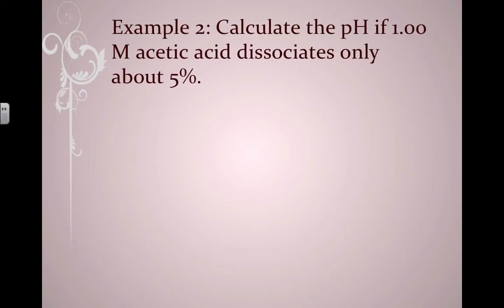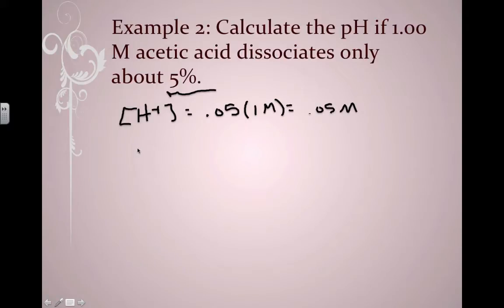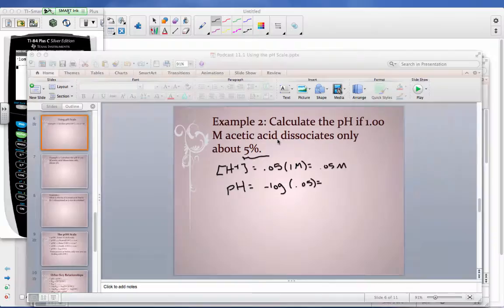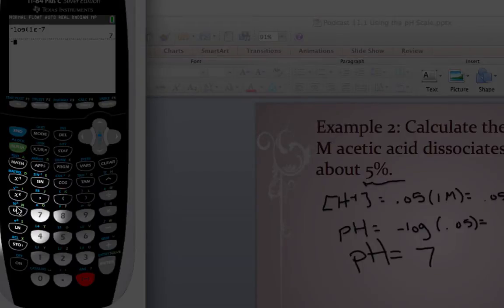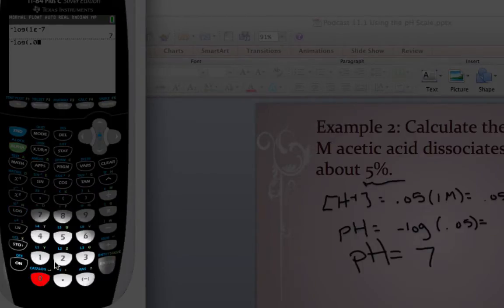But what if it doesn't completely dissociate? What if it's not that easy to do the math? Well, we'll use our calculator then, it's no big deal. Where we have acetic acid that's 1 molar, but it only dissociates about 5%, then we would say the concentration of hydrogen ions will be about 5% of 1 molar, or 0.05 molar. Now we take the pH, or the negative log of 0.05. All right, calculator time. So we do the negative log of 0.05.